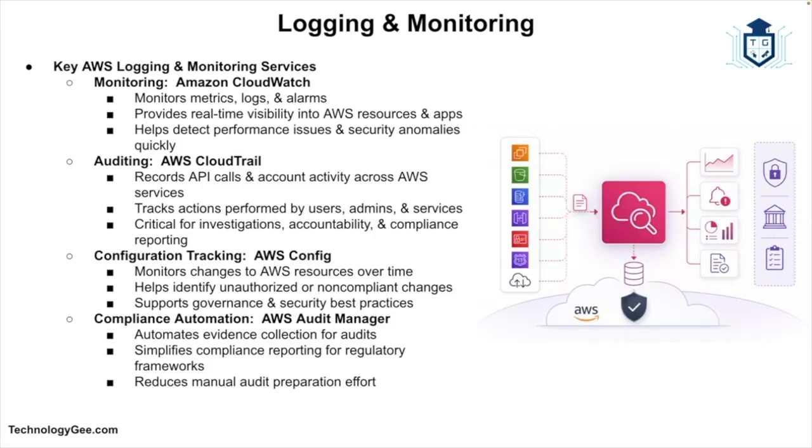So there's monitoring, such as Amazon CloudWatch, where this tracks metrics, logs, and alarms in real time. You have auditing, such as AWS CloudTrail, where this records all API calls made in your AWS account. You have AWS Config, where this can track changes to resources over time. And you also have what is called AWS Audit Manager, where this helps automate compliance audits. So in real world scenarios, if something goes wrong, like a data breach, then these tools are your forensic evidence.